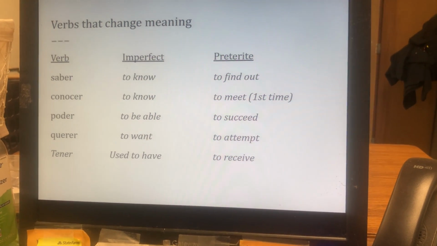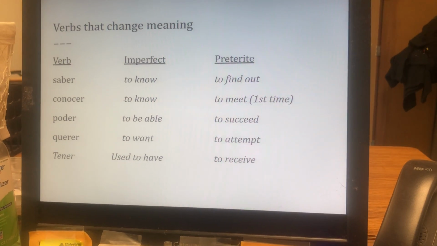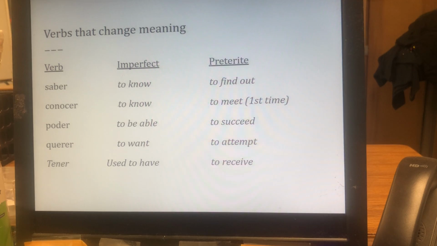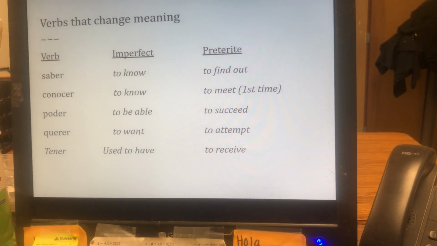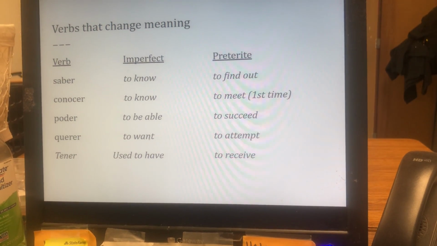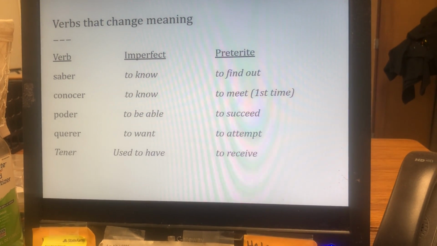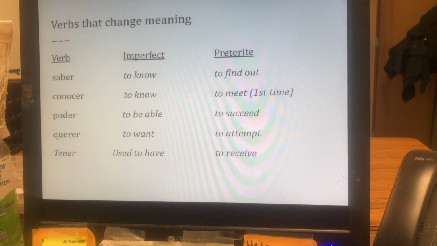Well, actually not the same thing with querer. Actually, those ones are a little bit different because, think of it as to attempt, like to try. So usually querer in the past tense is in the imperfect. So quería, because you want to say I wanted, right? Quería agua, I wanted water. Quería trabajar, I wanted to work.